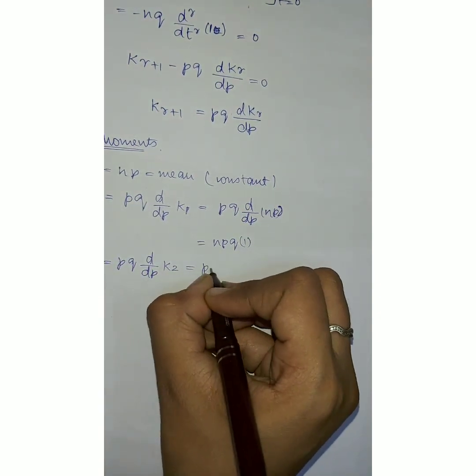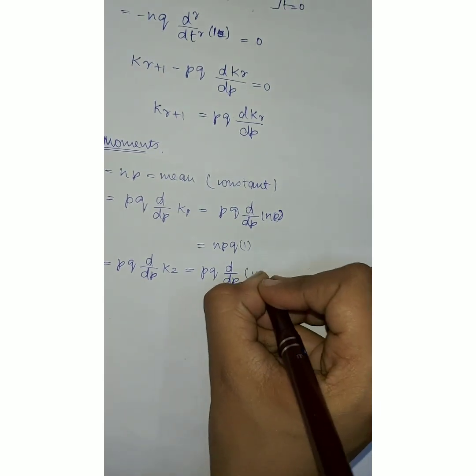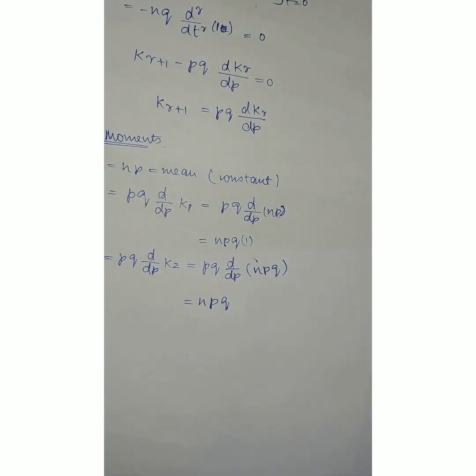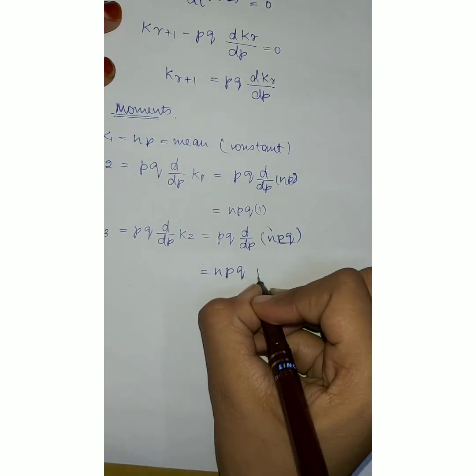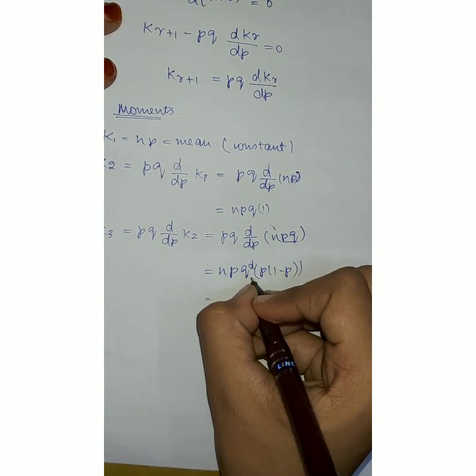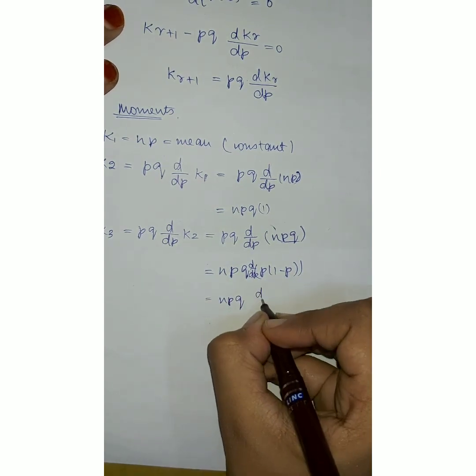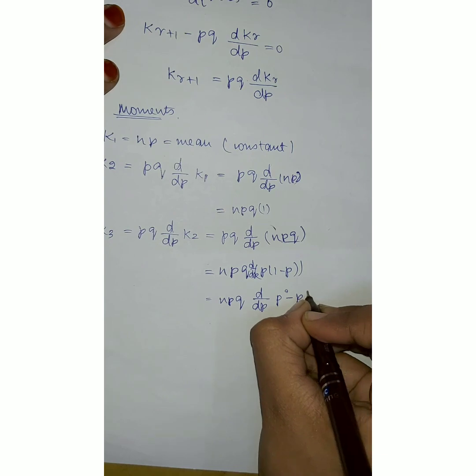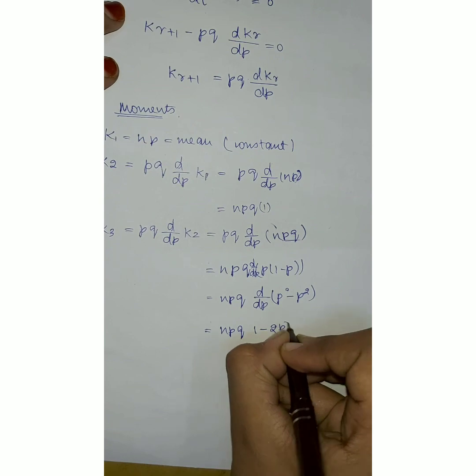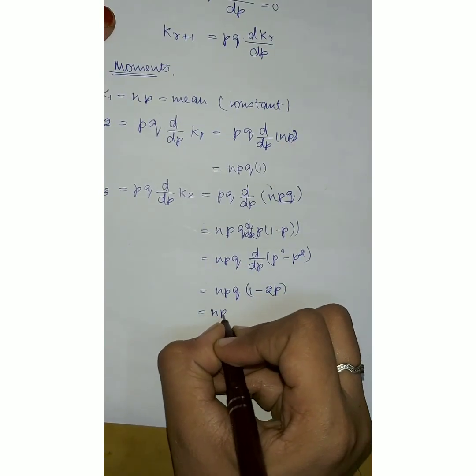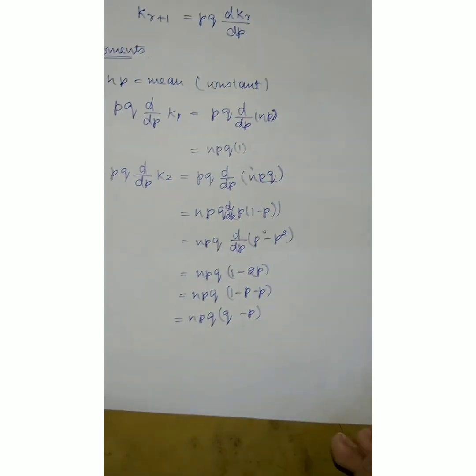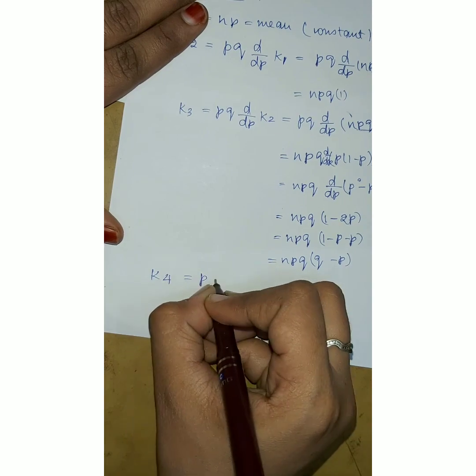K3 is equal to pq into d by dp of K2. K2 is nothing but npq, and taking n common outside, then substituting the value of q as 1 minus p, then multiplying p inside gives you d by dp of p minus p square. Differentiating now gives you npq into 1 minus 2p. Again, minus 2p can be written as minus p and minus p. Writing q in the place of 1 minus p gives you npq into q minus p.